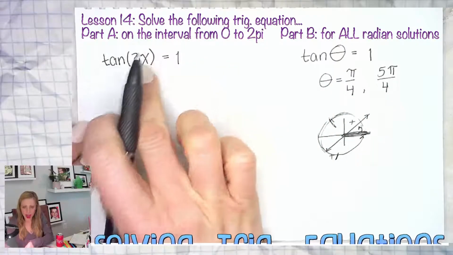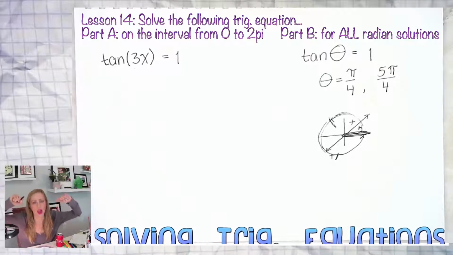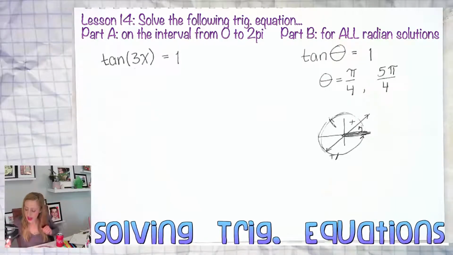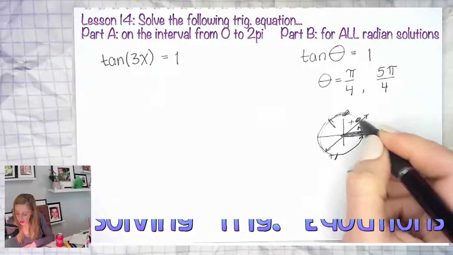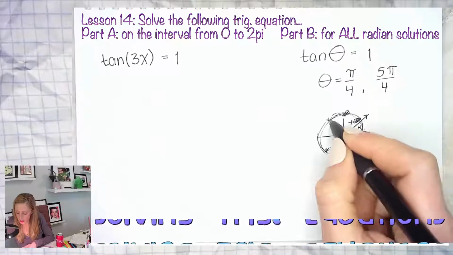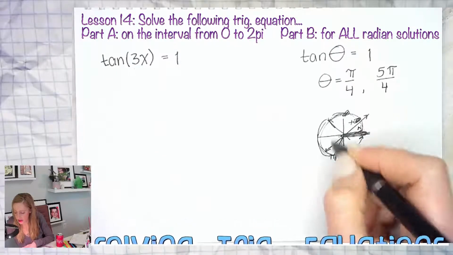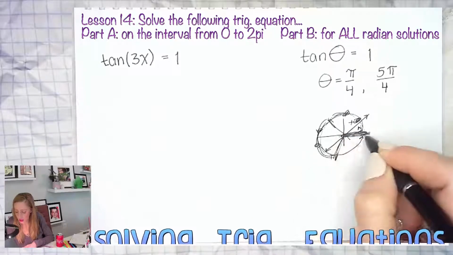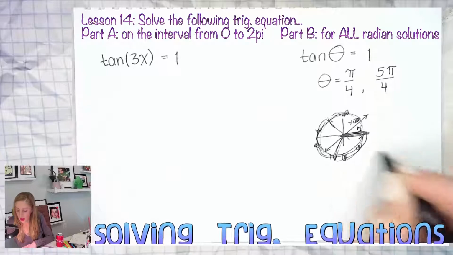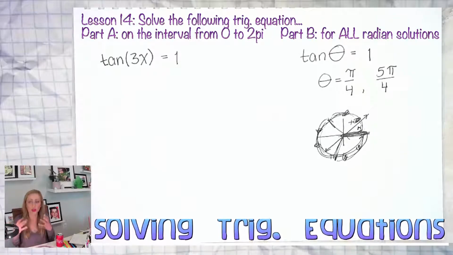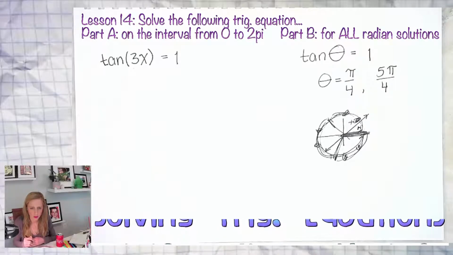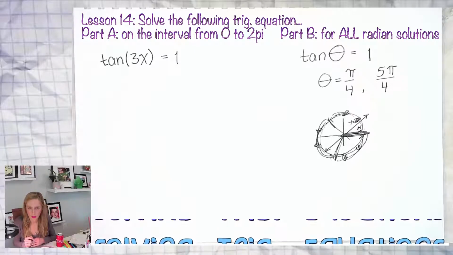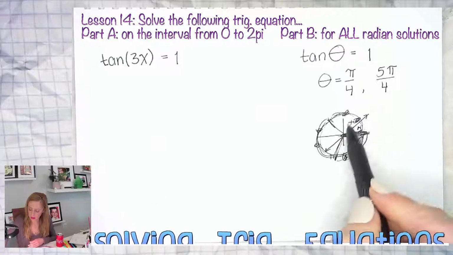I took that honeycomb and I compressed it. So now instead of just having 2 answers on the whole thing, I have 2 answers in my first puffy ball. I have 2 answers in the next puffy ball. And I have 2 answers in the other puffy ball. How many answers will I have all together between 0 and 2 pi? You could shout it out if you think you know.